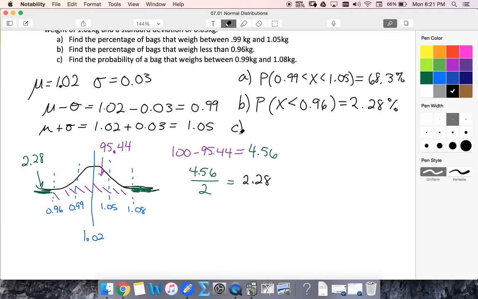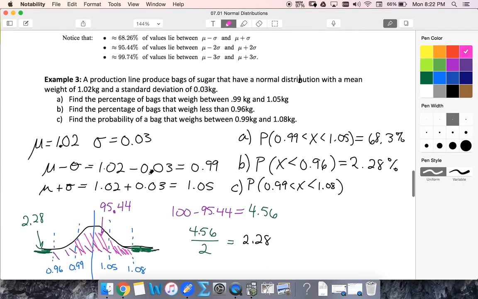So let's use our graph again. Now we want the probability that a bag weighs between 0.99 and 1.08. So 0.99 and 1.08. So let's do that one with pink maybe. So 0.99 to 1.08. Well, I know that this bit is going to be my 68%. And now I'm adding half of that bit.